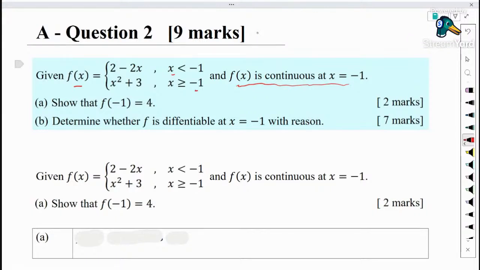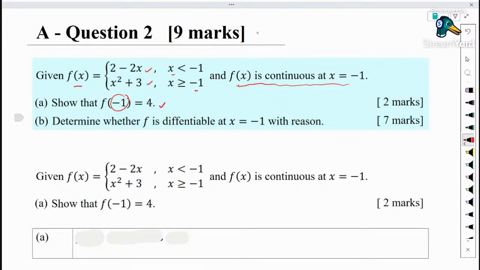Now, with this information here, they ask us to show that f(-1) equals 4. And how we get the answer, we just try to decide in this piecewise function, where is the position that I have x equals -1, and I plug it inside for calculation.